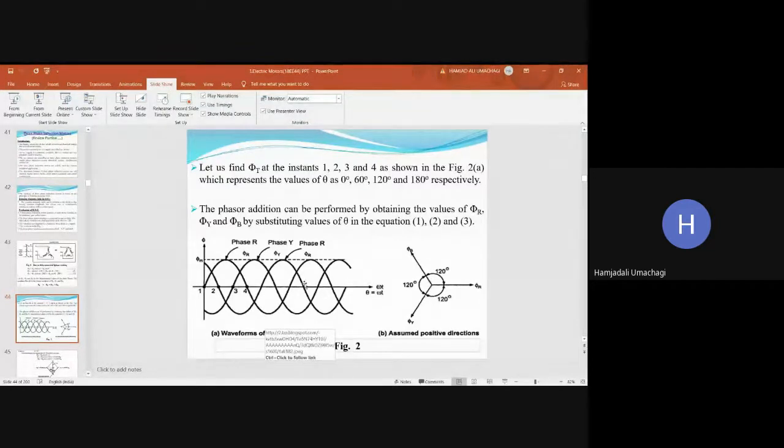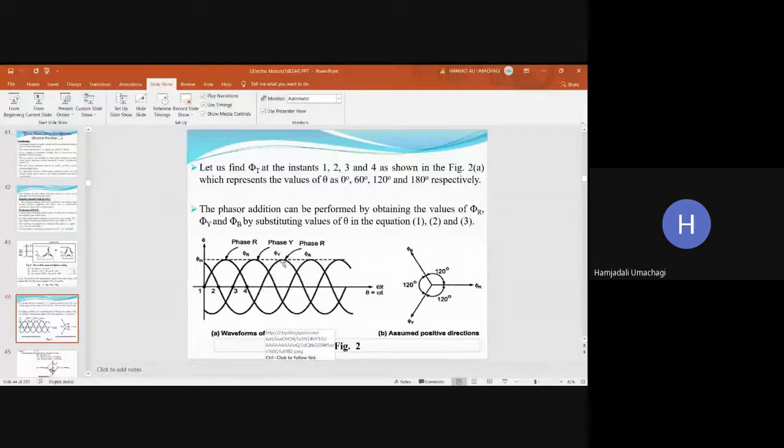Okay, and now if you want to see its waveform, this is the flux given by phase R. This is phase R flux. Then the next flux is phase Y. This is the phase Y flux, which has a 120-degree electrical phase shift. After that, phase B. Phase B will be somewhere here. This portion is for phase B.